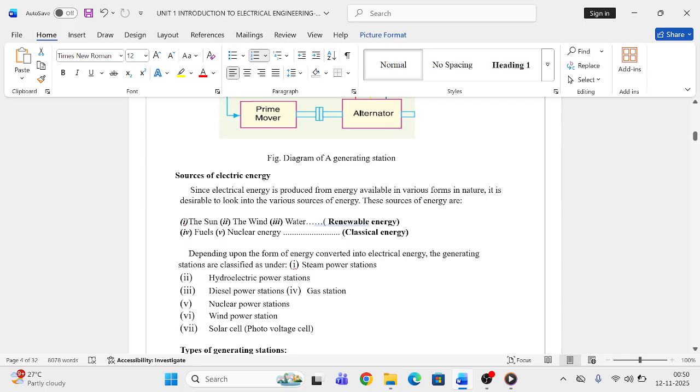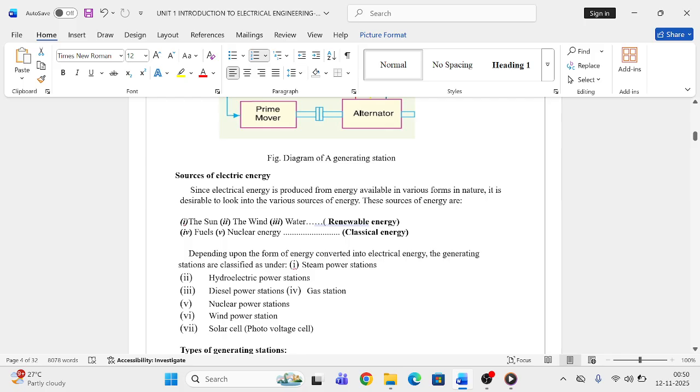Next, nuclear power station. What are the processes carried out in the nuclear power station? Here, in this, heat is produced by nuclear fission. This heat is used to convert water into steam. The steam rotates the turbine which drives an electric generator to produce electricity.